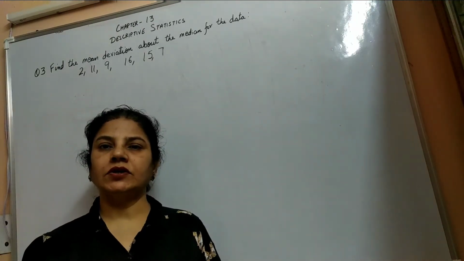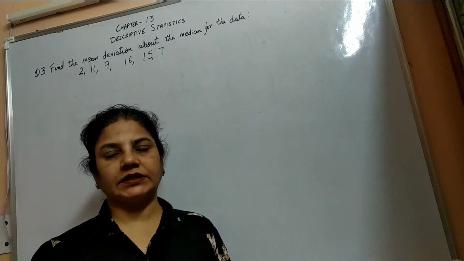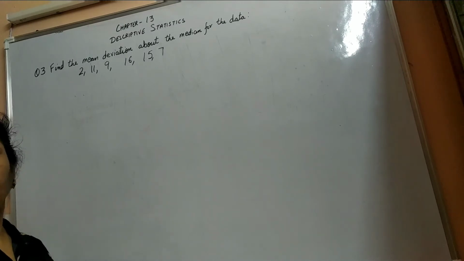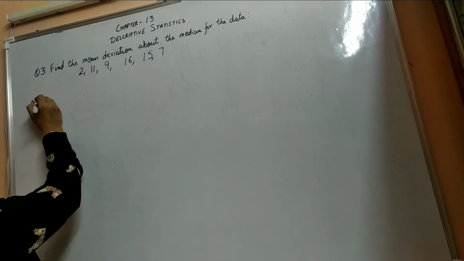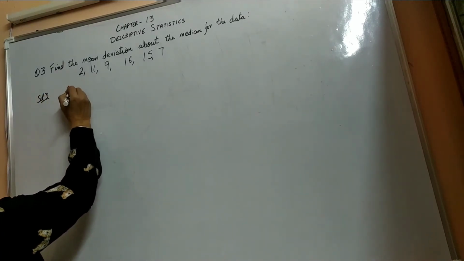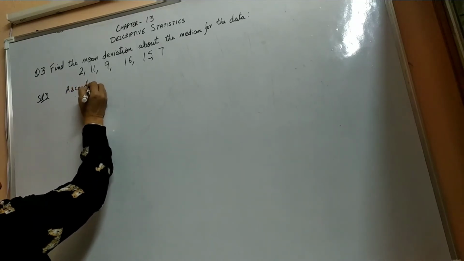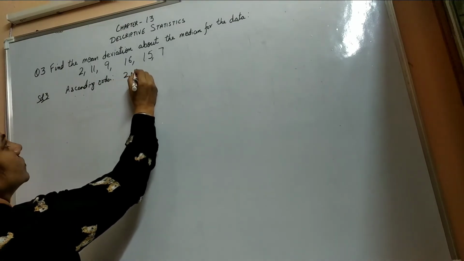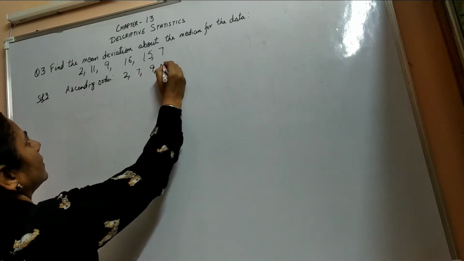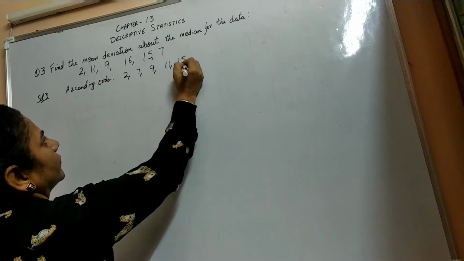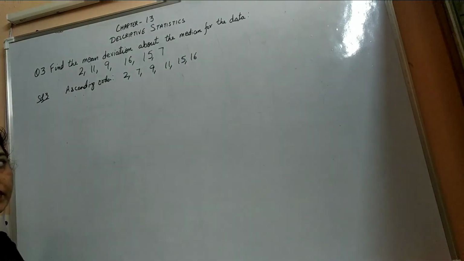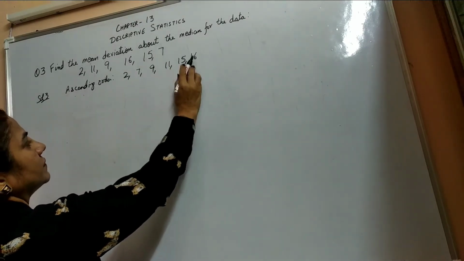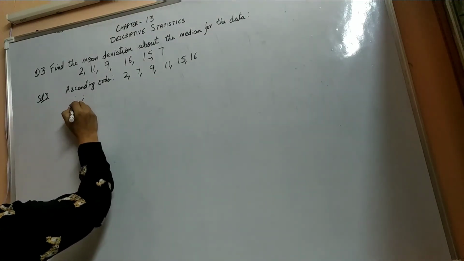Find the mean deviation about median for the data. First of all, we arrange the data in ascending or descending order. Ascending order: 2, 7, 9, 11, 15, 16. Count the number of observations: 1, 2, 3, 4, 5, 6. N is 6, which is even.